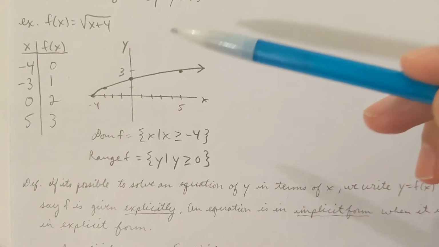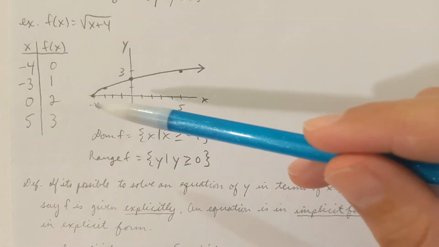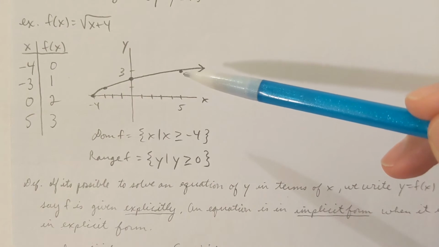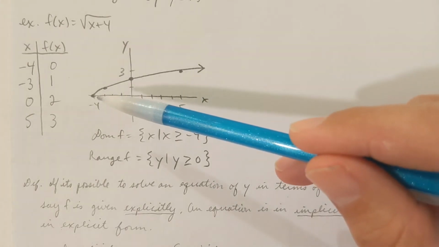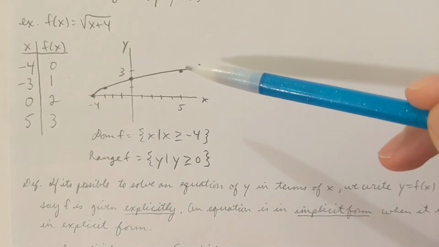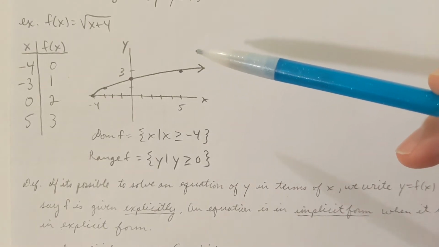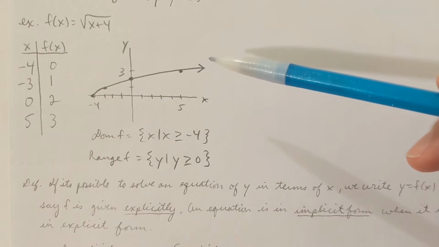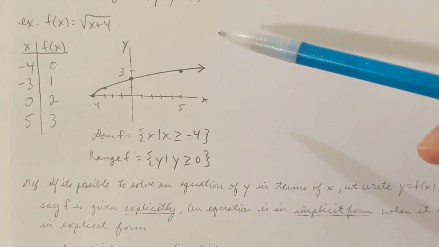Okay, so what's happening here is I'm looking at half of a parabola on its side, starting at negative 4, 0, and heading upward and outward towards the right. Make sure that there's an arrow on the right side.